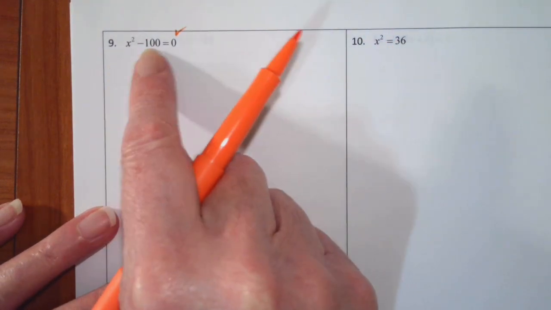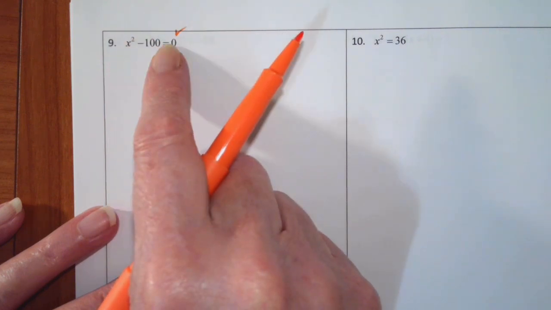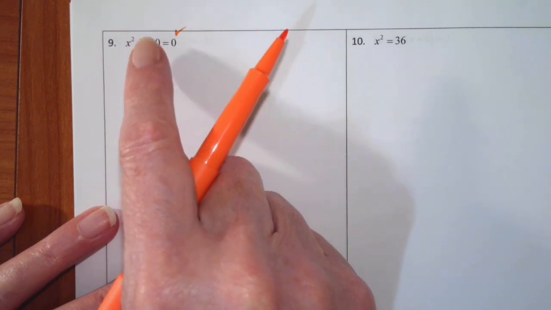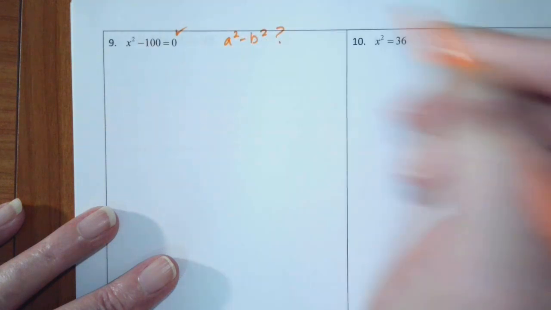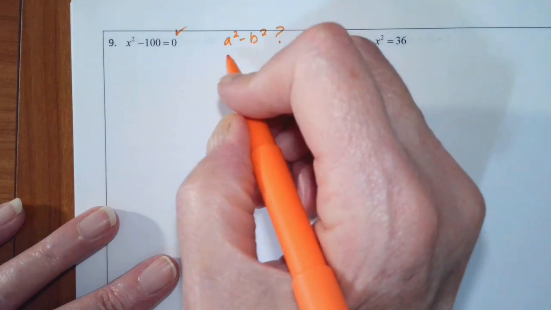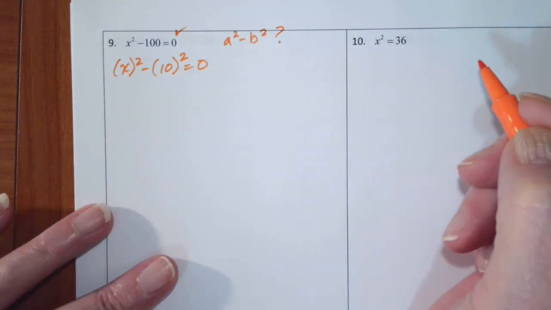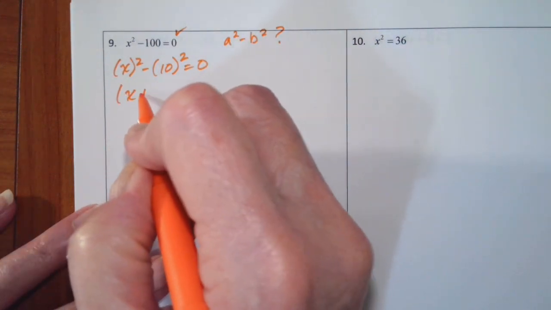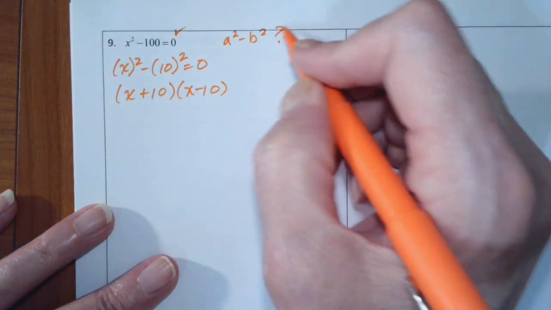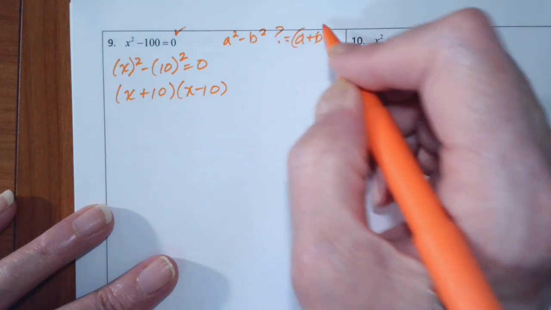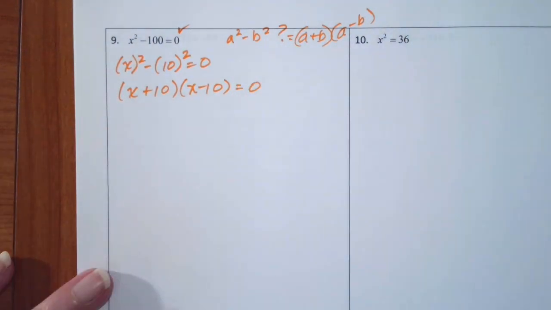And I notice that there are only two terms. There is no GCF. So if it's two terms and there's no GCF, I want to know if this is of the form a squared minus b squared. Well, it is. This is the same thing as saying x squared minus 10 squared equals 0, and that factors into x plus 10 times x minus 10. And it does, so it equals a plus b times a minus b. Okay, and it's still an equation, so I have to remember that 0.